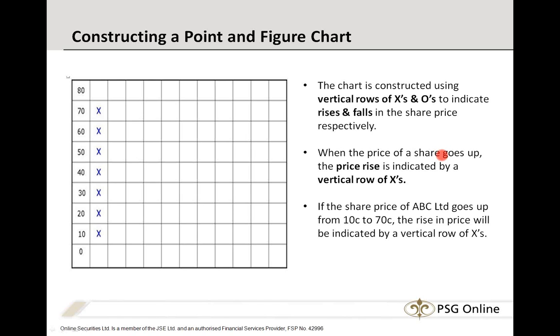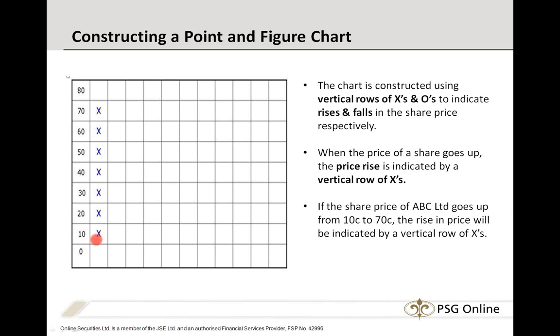But I refer to point and figure charts as noughts and crosses. So a chart is constructed using a vertical row of crosses and noughts to indicate the rises and falls in the share price respectively. Okay, so this little diagram here, when the price goes up, the price rise is indicated by a vertical row of X's. So you can see in this situation, the share went from 10 cents to 70 cents.